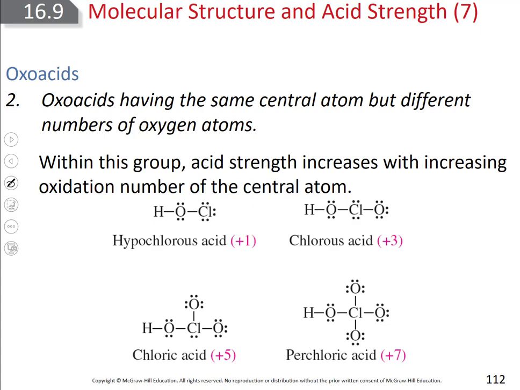Because the more oxygens there are, the bigger the structure, the less strongly it's going to hold on to its hydrogen atom. There's just more stuff going on there. And it's also going to be more stable.